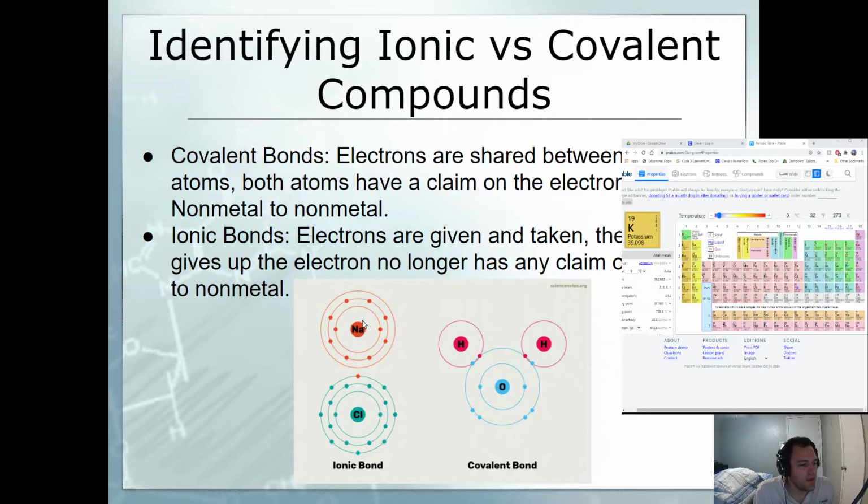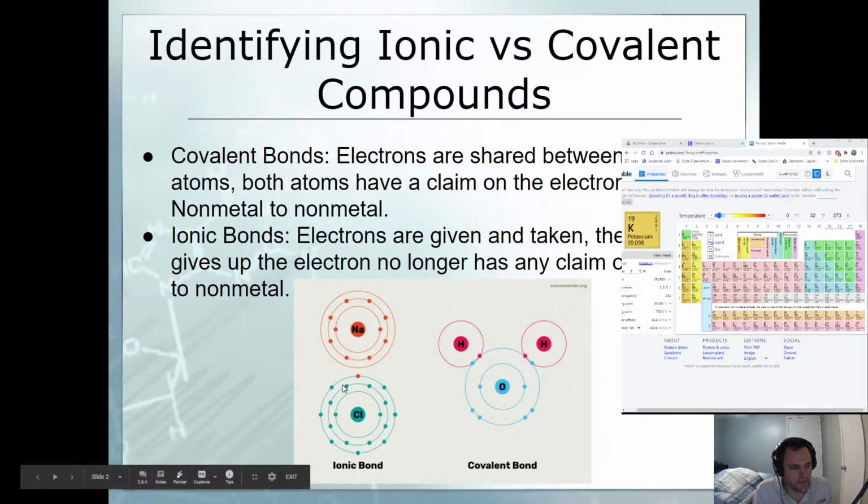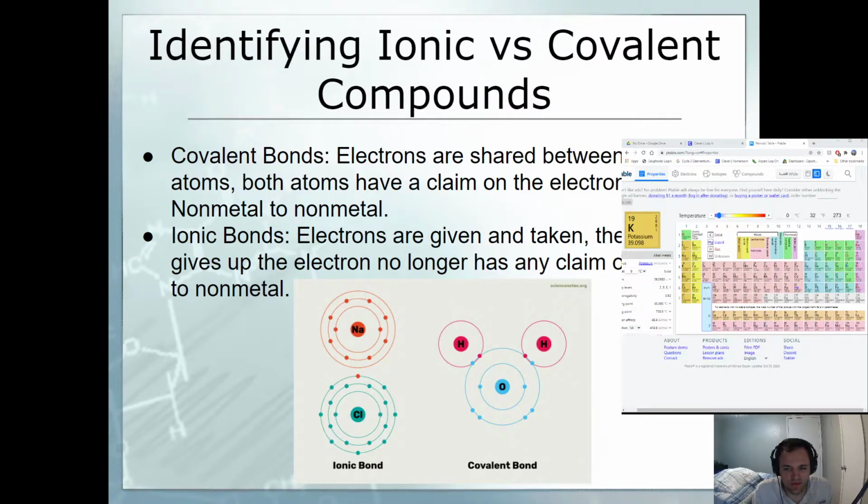Okay. Ionic bonds are when the atom gives up an electron and no longer has any claim to it. So you can see here, the chlorine took away this electron from the sodium, and the sodium doesn't want it anymore at all, and the chlorine's going to keep it and hold on to it. All right, and these are usually between a metal and a nonmetal. So that would be something from this left side of the periodic table and one from the right combining together.